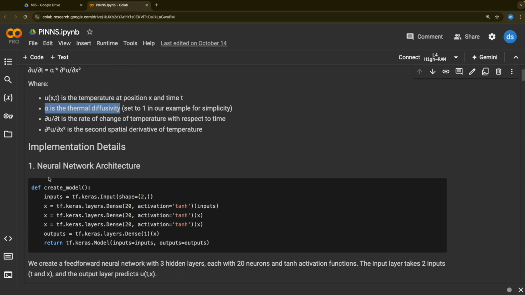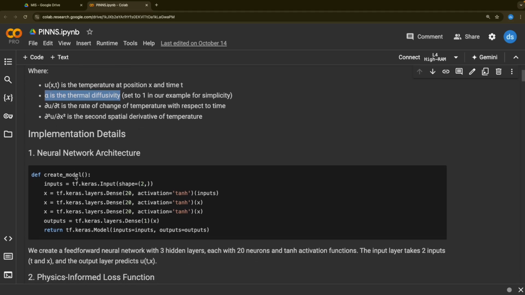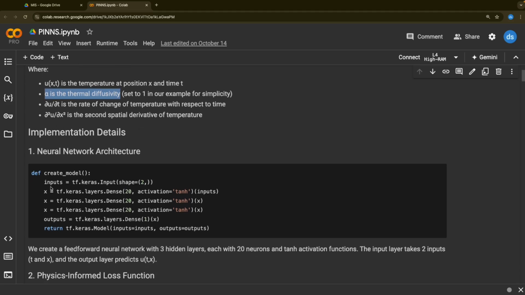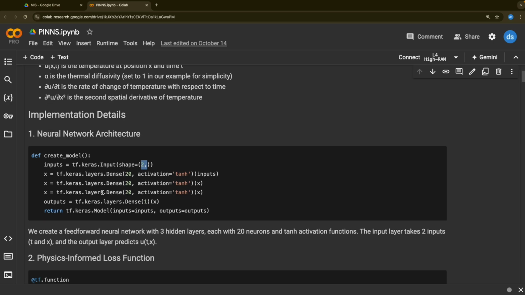So firstly let's check the neural network architecture. There is a function called create model, and we are using Keras TensorFlow here. We are taking two inputs, one is x and the other is t, and then we are passing it to a neural network dense layer. There are 20 neurons in it. The activation function is tanh, and there are 3 such layers. So we create a feed forward neural network with 3 hidden layers and tanh activation function. The input layer takes 2 inputs, that is t and x, and the output predicts u of t, x.